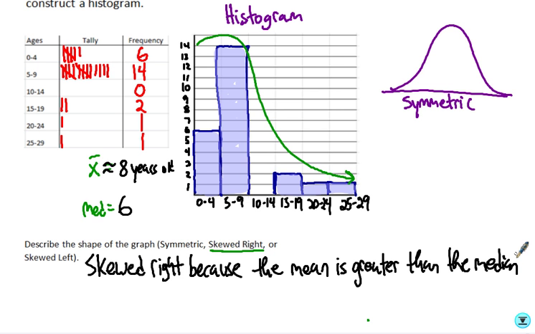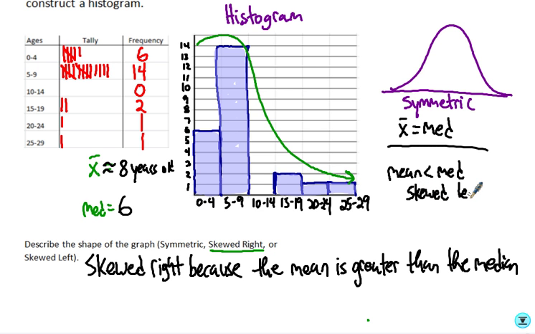By the way, if the mean and median are equal, that's when it would be symmetric. Or if the mean is less than the median, then that's when it would be skewed left. So if it was mean less than median, that would be skewed left. But in this case, the mean is greater than the median, so it would be skewed right.